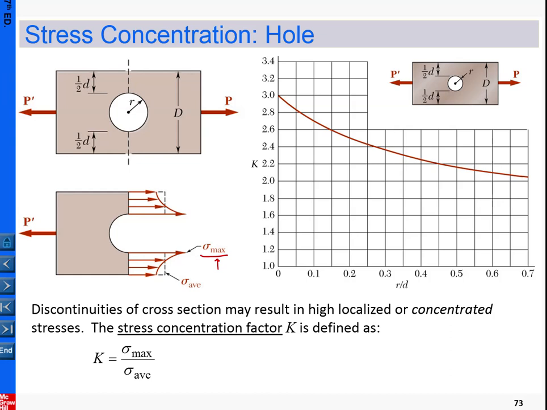So in this way, let me introduce how to calculate this one. The first one: this value is equal to K, the value obtained from this curve, multiplied by the average. In this case, the average value is calculated from what we have learned, simply dividing the force, here P, by the cross-sectional area.